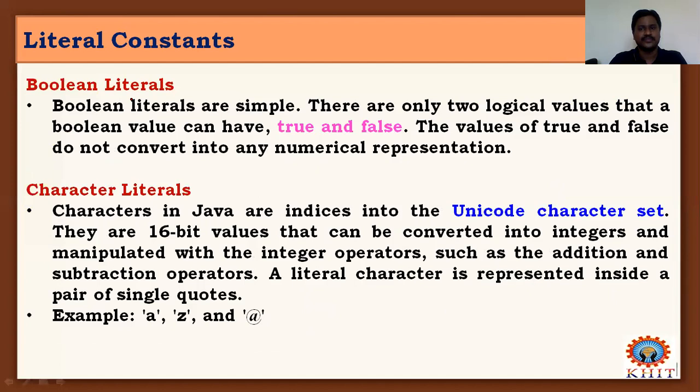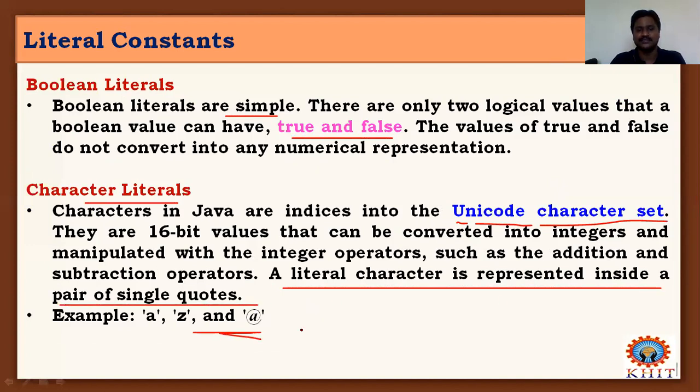Next one, Boolean literals. These are very simple, and you know that the only two values are true and false, logical values. And coming to character literals, we know that the Unicode character set covers all the universal language symbols, and a literal character is represented inside a pair of single quotes. These are the examples. And it holds 16-bit values, that is, 2 bytes.